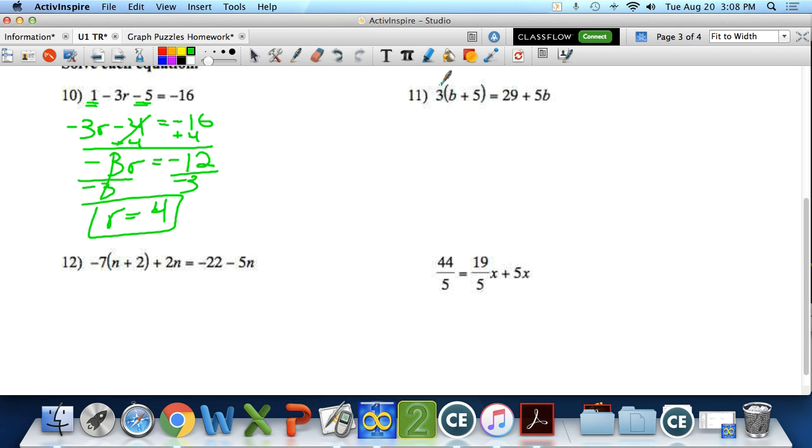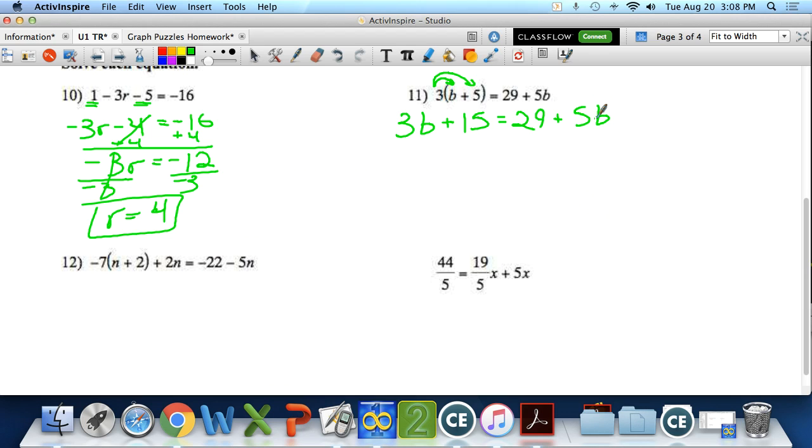Slightly more challenging problem. We look here and we have the letter B. This is a B, not a 6. A B on both sides of the equation. So we want to get those together. And we can't just magically say, oh good, let's just subtract B from both sides, because this one's trapped by those parentheses. Okay? Our first order of business is freeing it up by distributing. That's going to be a 3B plus 15 equals 29 plus 5B.